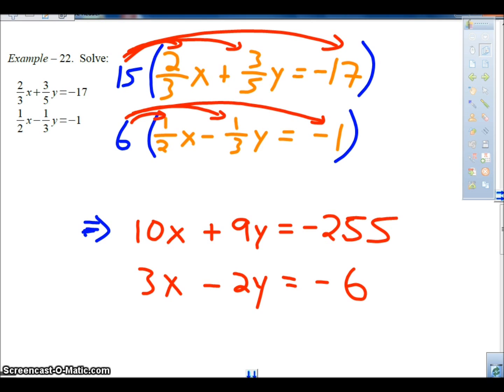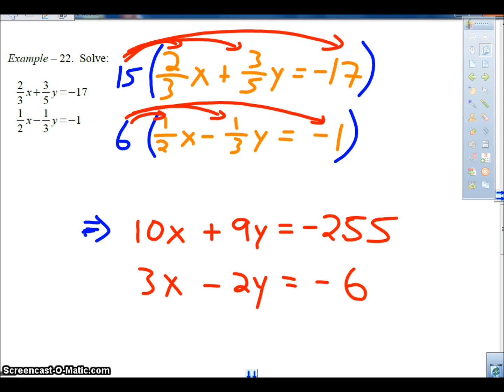But the one thing that is going in favor of the y variable is that they are already opposite signs. And that's a good thing, right? Because if the variables are going to cancel out, one needs to be positive and one needs to be negative. The y variables already have that going on. The x variables don't. So my choice here is going to be to try to eliminate the y variables.